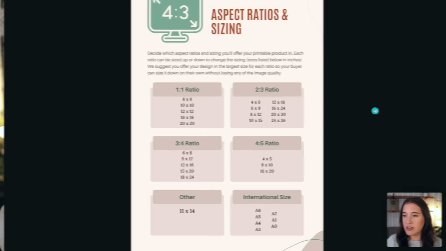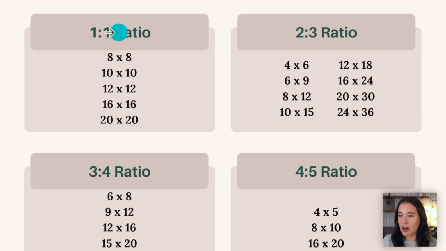So here on our sizing chart, we can see that a 1-to-1 ratio is going to be a square. It's the same on the length as it is on the width. So we could do, for example, an 8x8, a 10x10, a 12x12, and so on. Then we can see our 2x3 ratio file can be printed out as a 4x6, a 6x9, an 8x12, 10x15, and so on. There are a lot of different sizes under this one.